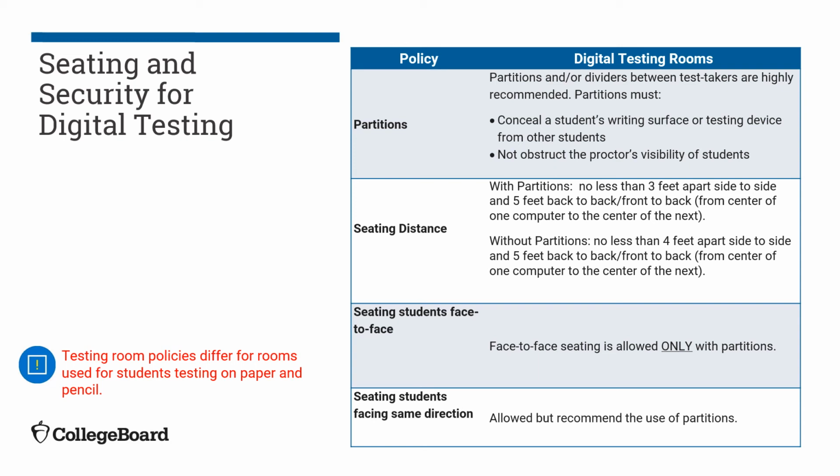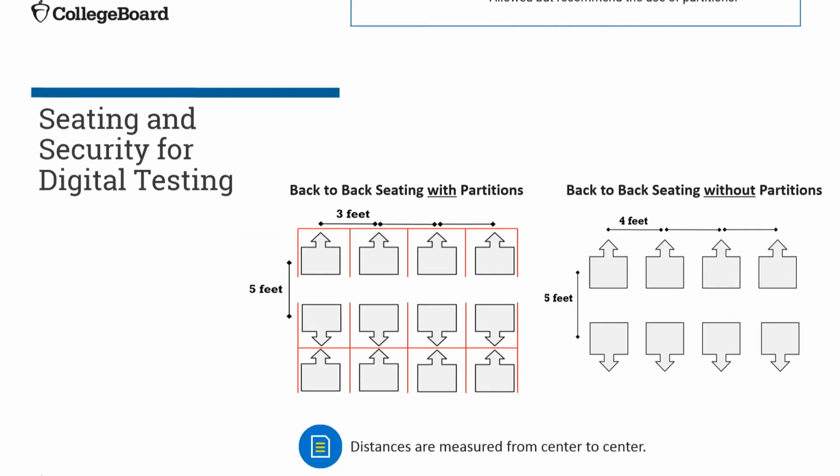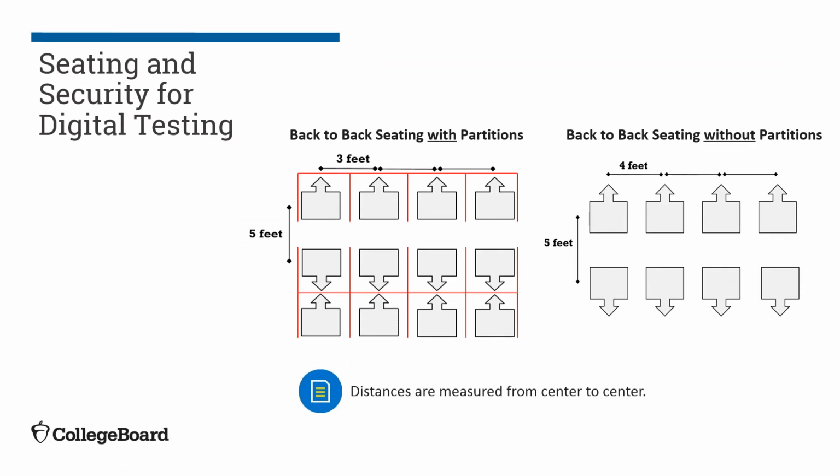Seating students face to face is only allowed with partitions. Seating students facing the same direction is allowed, but we recommend the use of partitions. This slide contains some examples of seating configurations for digital testing with and without partitions. It is important to note that seating distances vary depending on whether or not the seating configurations are using partitions. The distances noted here are measured from center to center.